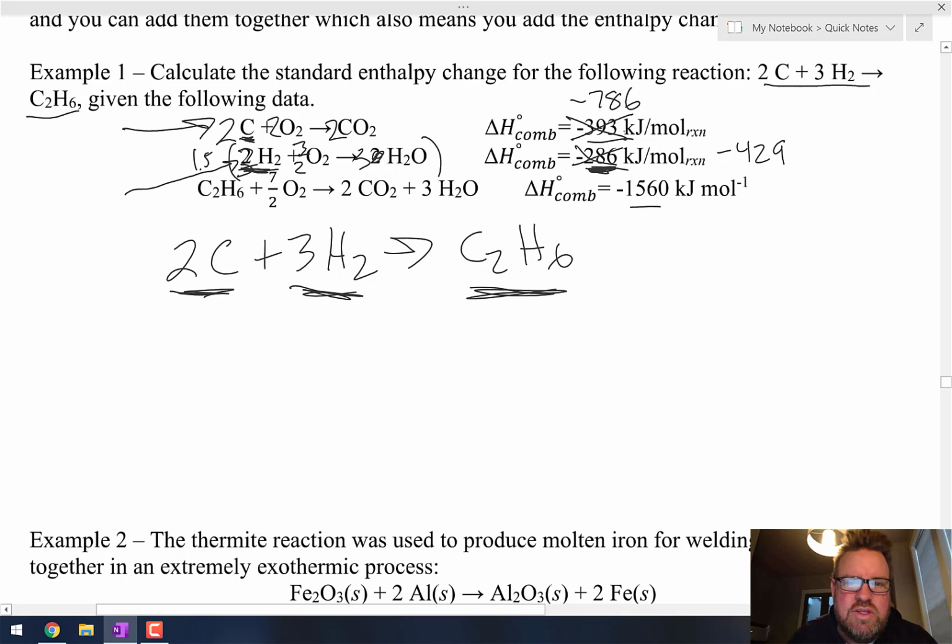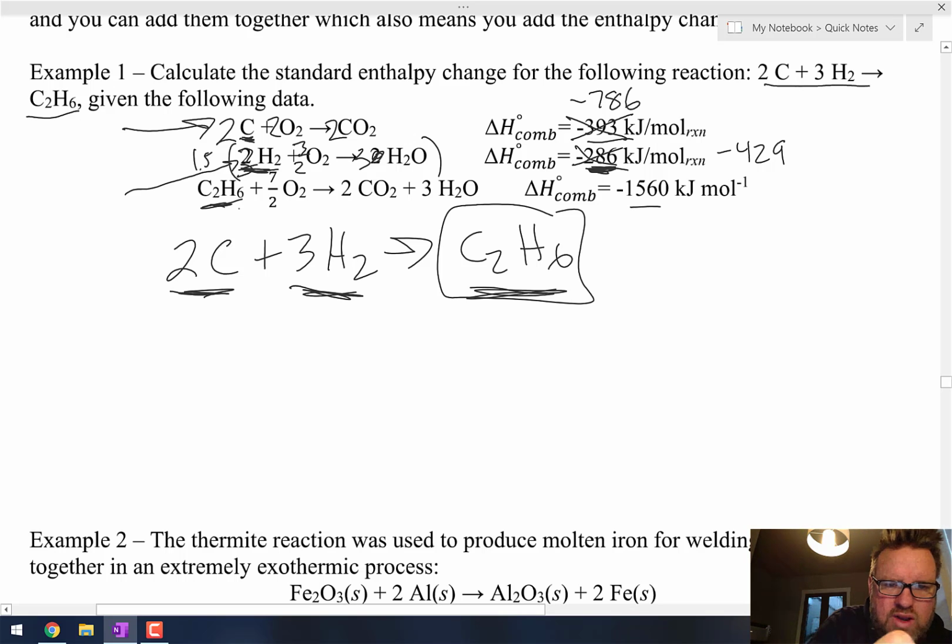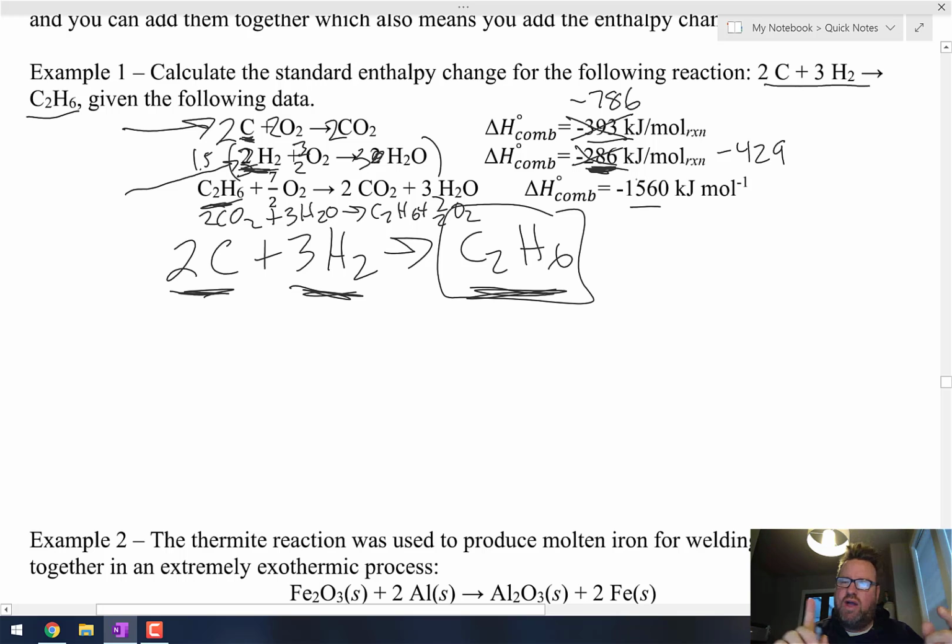Okay, so now our last one, C2H6. Notice that we need it on the product side, but over here it's on the reactant side. So what does that mean? It means we have to flip that whole equation. So I'm going to rewrite it, but I'm going to put the products as reactants. So 2 CO2s, 3 H2Os, making C2H6 plus 7 halves of an O2. And then what does that do to our enthalpy change? Well, now it's the reverse reaction. So now instead of negative 1,560, it's going to be positive 1,560.